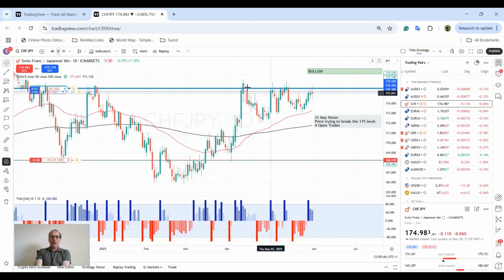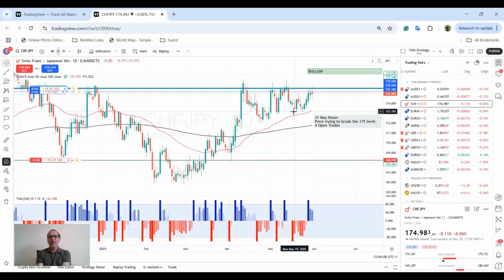We do have 4 open trades, 1 sell and 3 buy ones. And those 3 buy ones are really coming in from these 3 blue bars, which you see here at the top. The sell ones, of course, we've been able to close so far. And we're waiting for the price to really pick a direction.